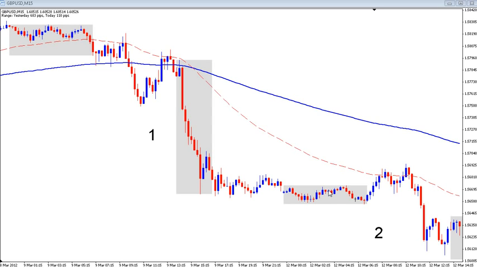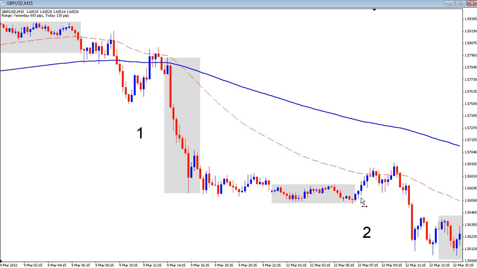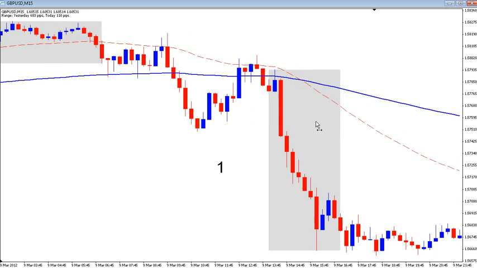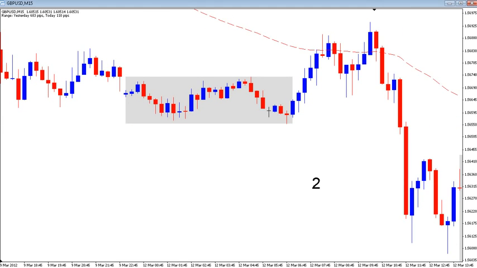We entered that Asian accumulation, which is very typical of the Asian market. And then what do we see? Out of Asia, we see the market... let me zoom in a bit. We see the market do what? Well, it manipulates above the Asian session.